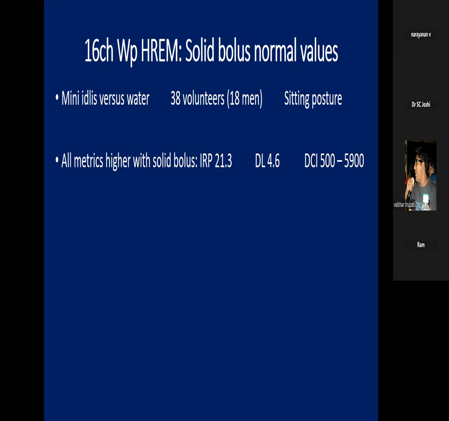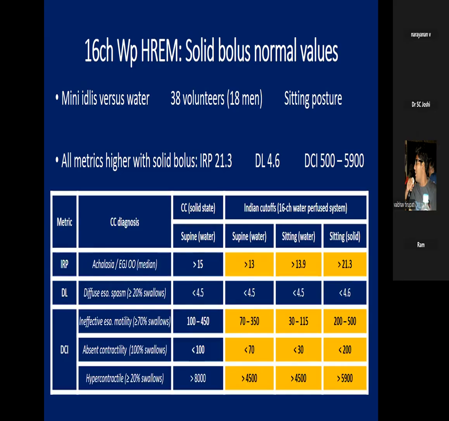So now with these values, I give you the entire spectrum of Indian cutoffs with the 16 channel water perfused system. We now have supine water swallows, sitting water swallows, and sitting solid bolus, mini idlis. I also found that 10 mini idlis is roughly equal to 1.5 standard idli. So if the patient does not have those mini trays and they bring the standard tray, no problem. They can bring 2 idlis. You cut 1.5 idlis into almost equal small bits, and ask the patient to take one piece, chew nicely, and swallow. When they swallow, you press the cursor for the swallow. No chutney, sambar, all those things. It has to be a dry swallow.